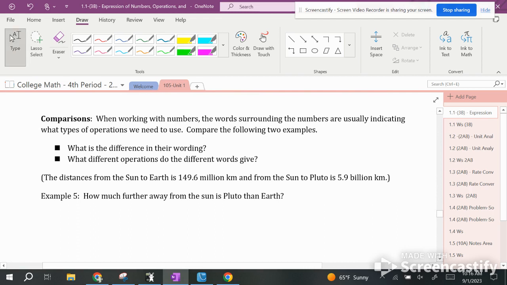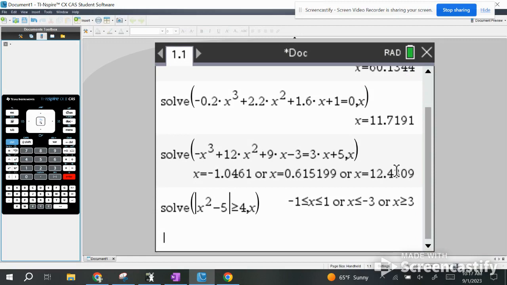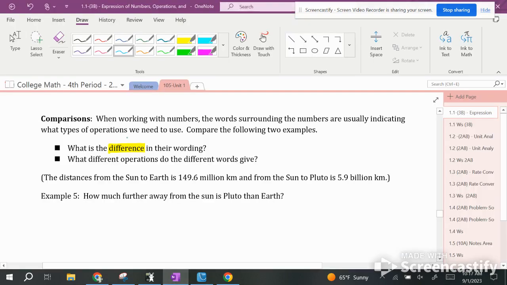Okay, so we are also going to do some comparisons. Comparing two numbers. What is the difference between two things? Okay, so if they use the word difference, what are you going to do mathematically? Subtract. Okay, so if you ever see that, that's a subtract. There we go. Okay, so you're basically doing some mathematical thing.